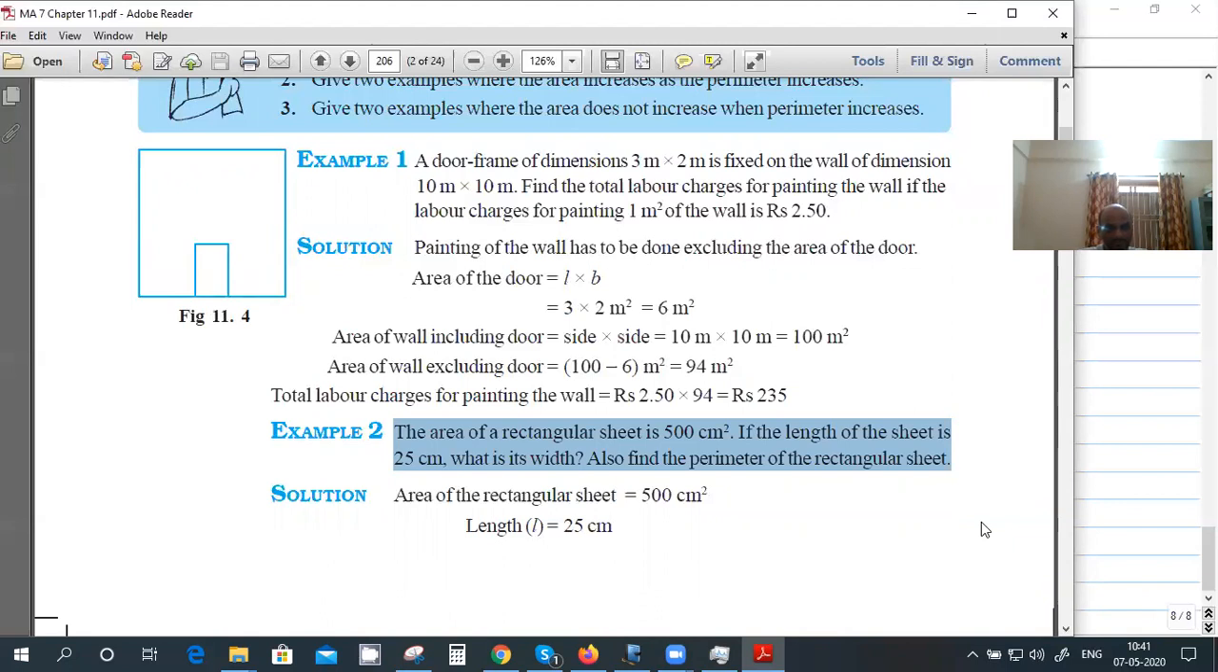So division. Area is what? What is the formula for area? Area equal to L into W, right? Yes, sir. Area is given, L is given, so we have to find W. Yes, sir. So once W is known, perimeter is how much? 2 times L plus B. So L is known, W is known, so you can find perimeter. Simple, right?